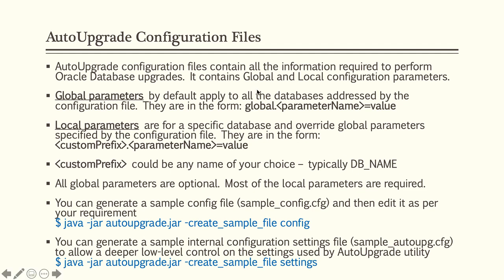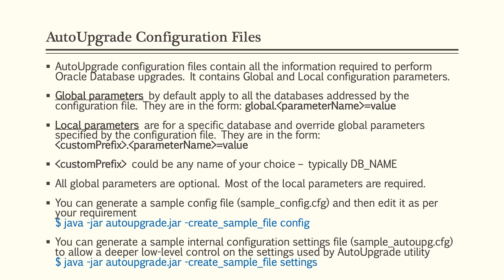So an auto upgrade config file is a text file filled up with information that you feed to the auto upgrade tool in the form of a parameter equals value configuration. Now, in the config file, there are two different types of parameters. Global parameters, which means they apply to all the upgrades that you are doing. You might be doing more than one DB upgrade using the same config file. Then global parameters are applicable to all. And then there are local parameters, which are specific to that particular DB upgrade.